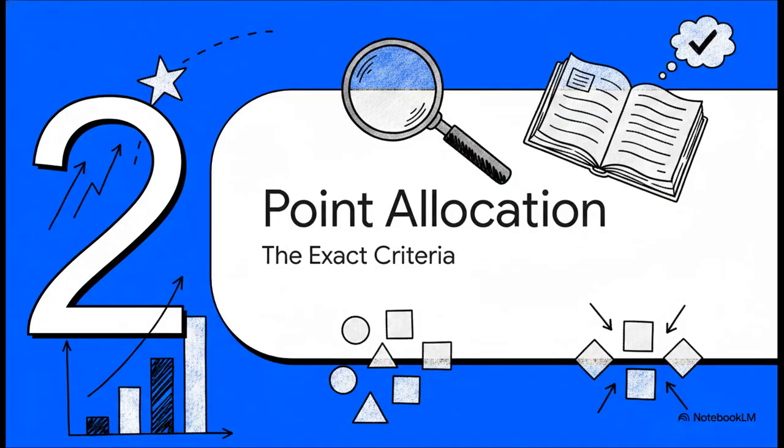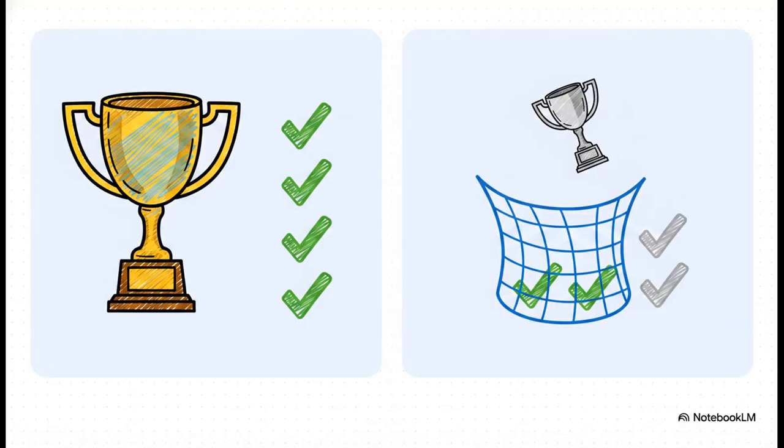And that brings us to Section 2, point allocation, the exact criteria. So, how do they actually hand out the points here? The mark scheme gives us 2 possible ways to score. You earn a B2 mark for getting all 4 sequence letters totally correct. But, and this is a really nice safety net, you can still earn a B1 mark if you manage to get at least 2 of the matches right. So it's not totally all or nothing.